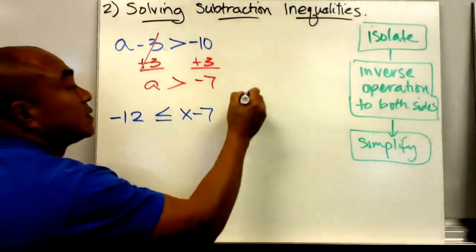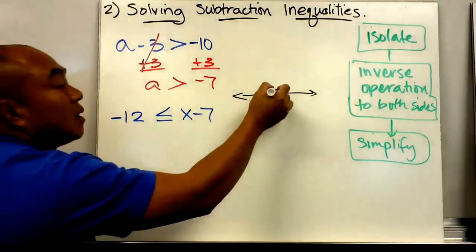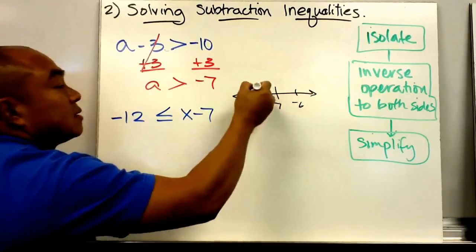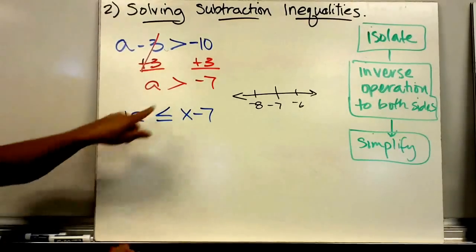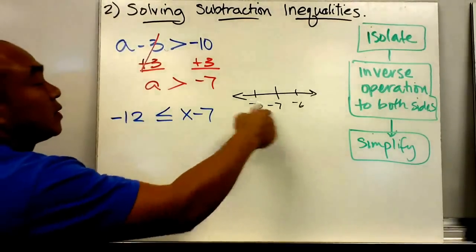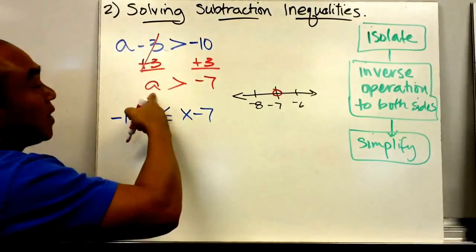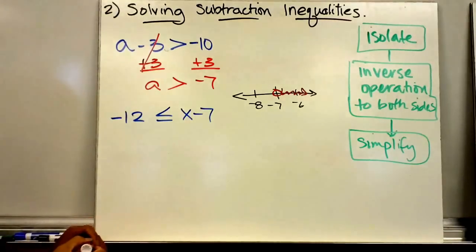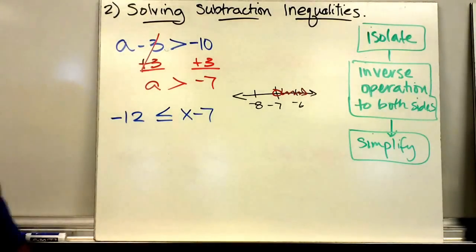So we're going to graph this out. Again, it doesn't have to be a very extensive graph. I would just start off with negative 7 in the middle, negative 6, negative 8. On negative 7 right here, we're going to do an open circle, and we're looking for all the values that are larger than negative 7, which would make this go towards the right. Okay, let's do another one.